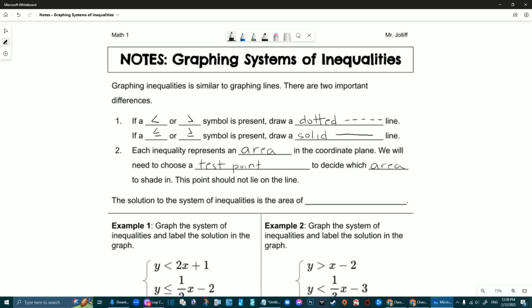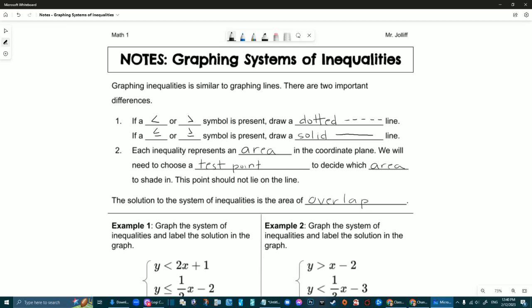Once you've done this process of graphing and shading for both inequalities, the solution to that system is the area of overlap. It's the area that you shaded in for both inequalities. What I like to do when I do this process is use two different colors, one for the first inequality, a very different color for the second inequality, so that that area of overlap is very clear. I can see where those colors mix.